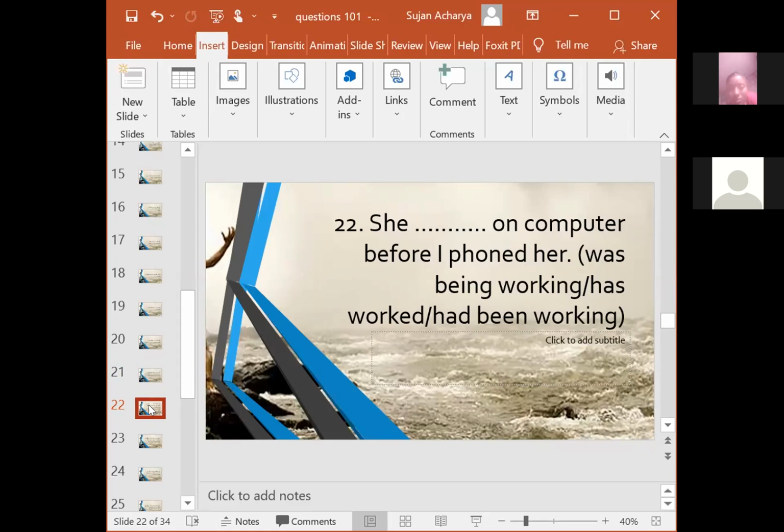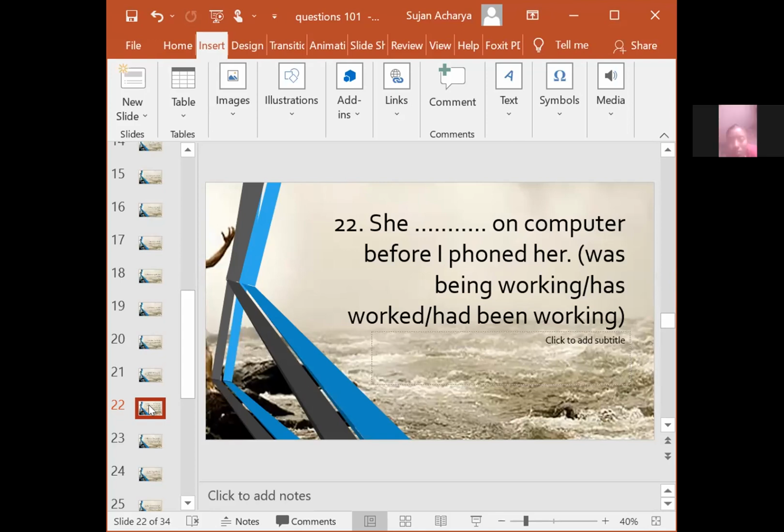ठ्याक्कै यिनै क्वेशन्स, यस्तै खालको क्वेशन सोध्ने हो है एक्जाममा, टेन्स सँग रिलेटेड क्वेशन सोध्यो. सर 22 नम्बरको फेरि भनिदिनु न. She had been working on computer. Had been working, the last option.